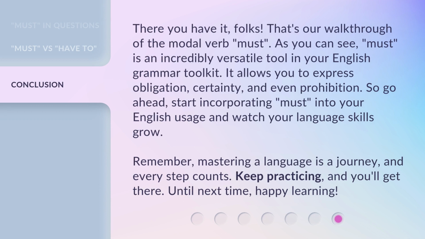There you have it, folks. That's our walkthrough of the modal verb, must. As you can see, must is an incredibly versatile tool in your English grammar toolkit. It allows you to express obligation, certainty, and even prohibition. So go ahead, start incorporating must into your English usage and watch your language skills grow. Remember, mastering a language is a journey, and every step counts.